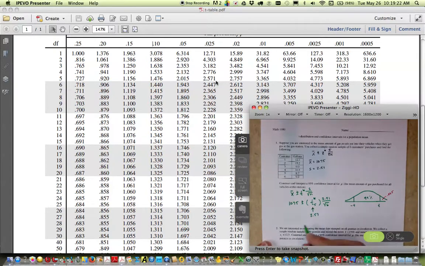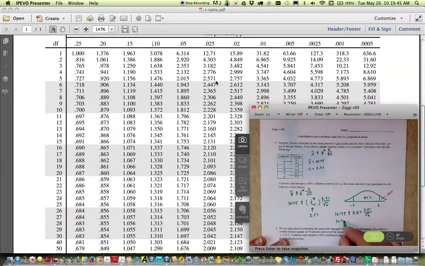So the number that goes in here is going to be 2.57. Now my confidence interval is just 10.75 plus or minus 2.57 times 2.51 divided by the square root of 6, and we're going to end up with our confidence interval being 10.75 plus or minus, this margin of error ends up being 2.63 when all is said and done, which is going to give me an interval that goes from 8.12 to 13.38.